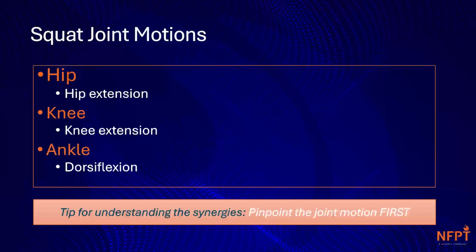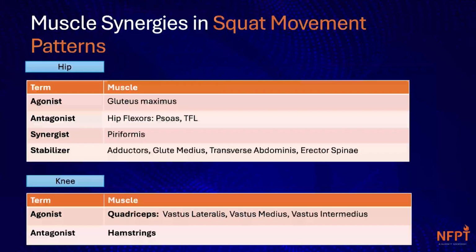Now, here's a little tip for you as we move into understanding the muscle synergies during a squat. Make sure when you are answering any of these questions that you're paying attention to what joint it is asking for, right? Because the question might say, hey, what is the agonist during a squat? And you might think right away it's the quads, but you need to make sure that it's asking for the agonist at the knee versus the hip, because otherwise you'd have 2 totally different answers.